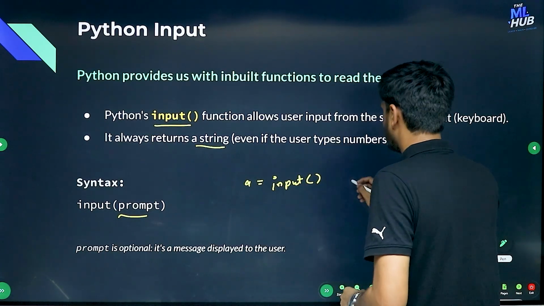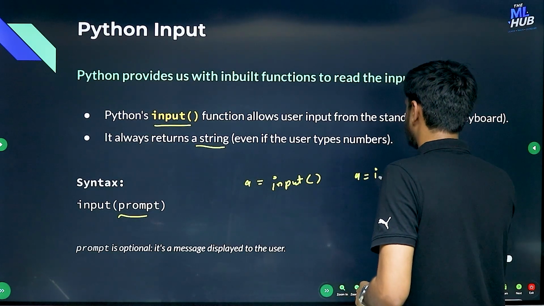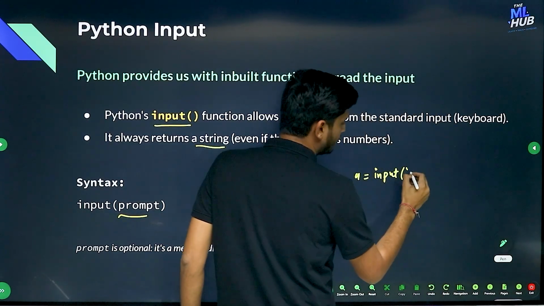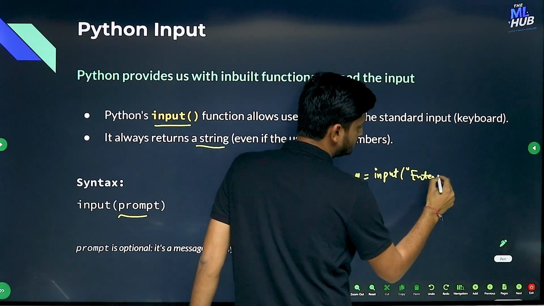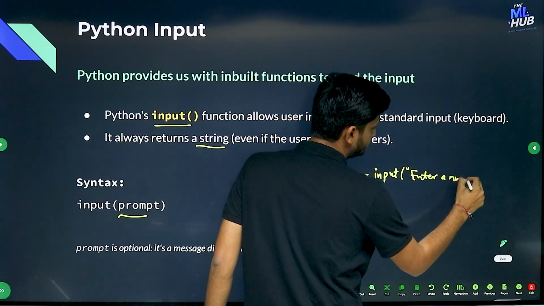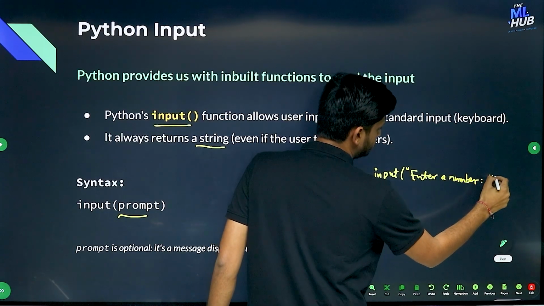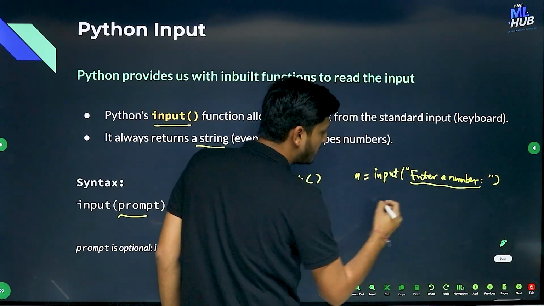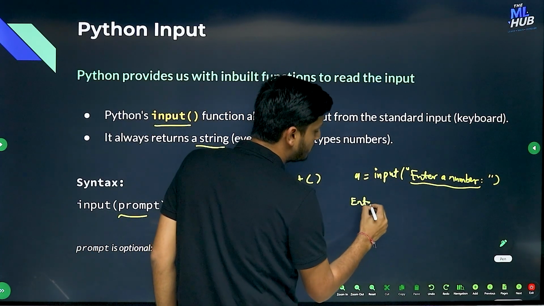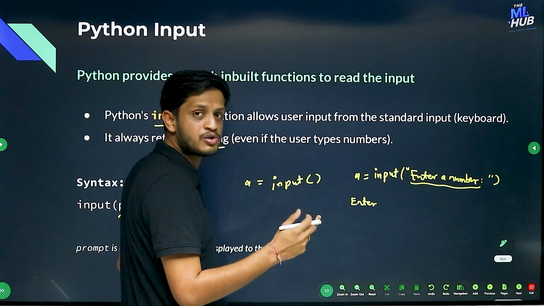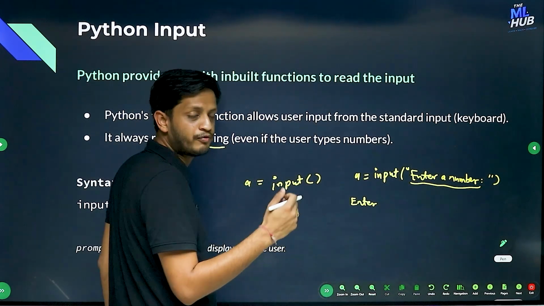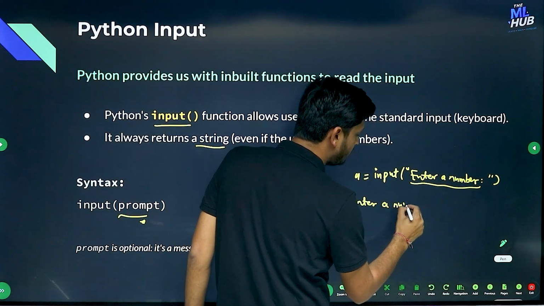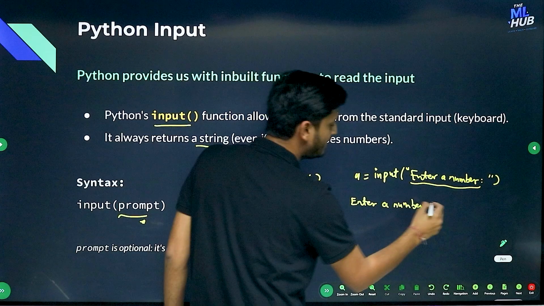But if you write a prompt, what will happen? Let's say I write A is equal to input, enter a number. Now if you run this, what will happen? This particular prompt will be printed. So it's the prompt that will be printed, and after this prompt, now the console will wait for the user to input, like for the user to write some input. So this will be happening. This will be printed, enter a number on the console, and then here it will wait.